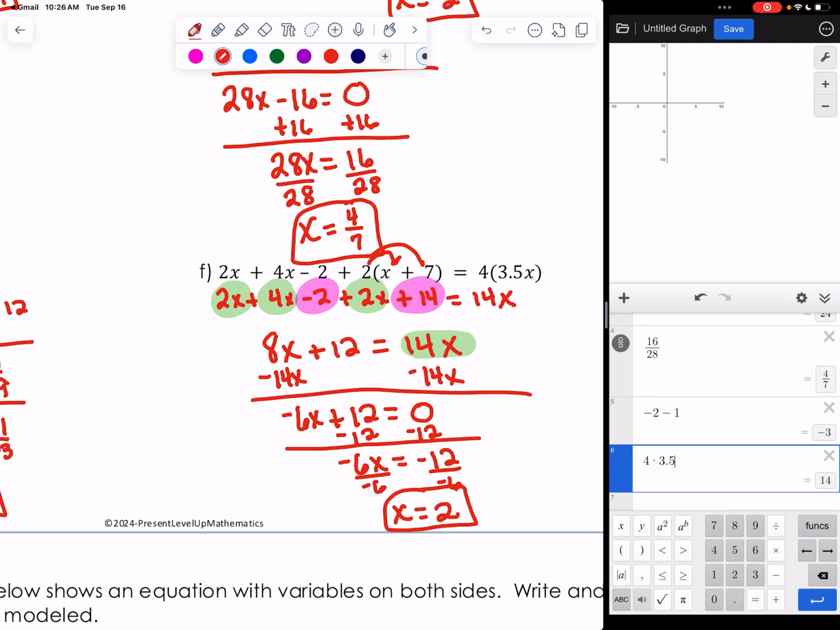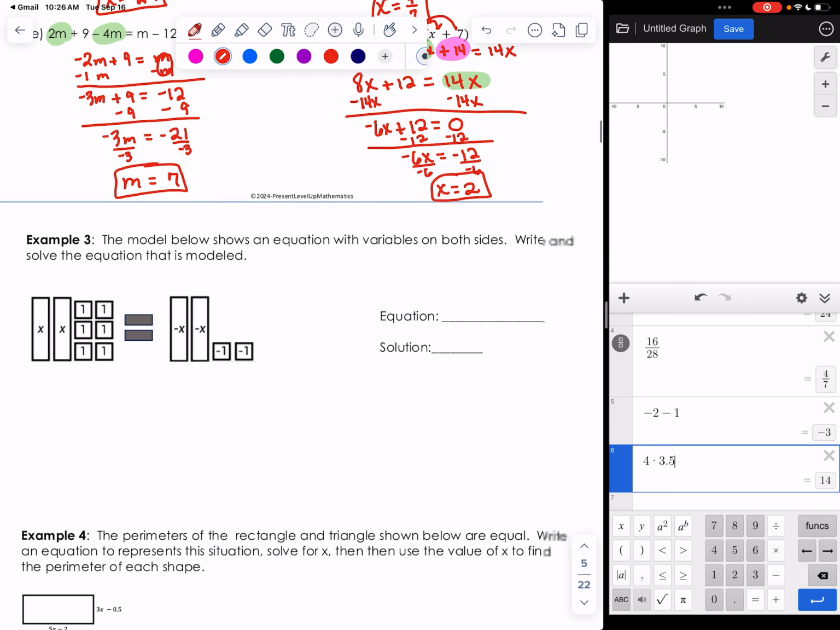All right, let's look at our next set of problems. In example 3, it says the model below shows an equation with variables on both sides. Write and solve the equation that is modeled. Well, let's start by writing the equation. So on the left side of our equation, we have 2 x's. So I'm going to write that down. Then we have 1, 2, 3, 4, 5, 6 units. Squares. On the right side of our equal sign, we have negative 2x and then negative 2. That's the equation that's being modeled. Now what we want to do is come over here where we have a little room, and we want to solve this.